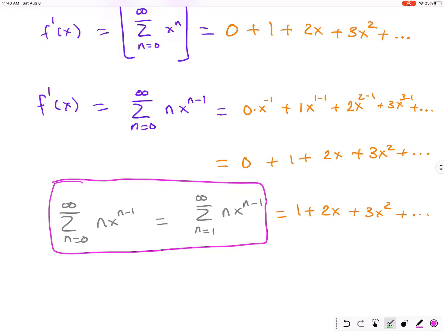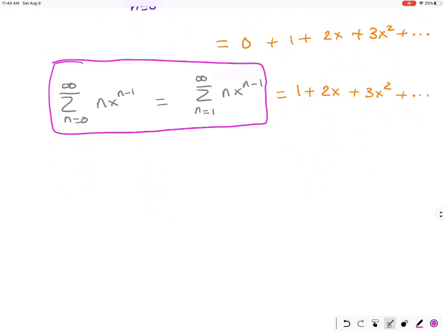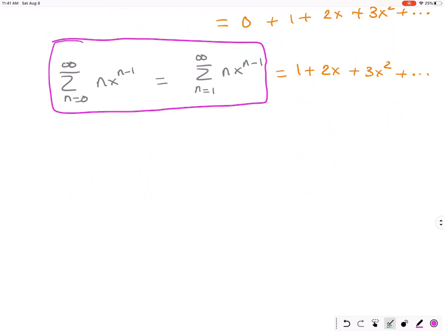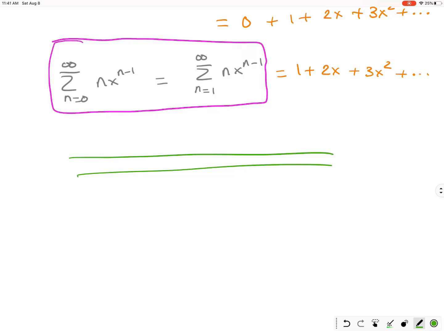Even though the indice changed, their value is exactly the same. So that's the first scenario. Sometimes we change the indice because we're not really trying to add zeros to things. It's not mathematically fashionable to do that. Now let's look at another scenario. This is a completely different situation.